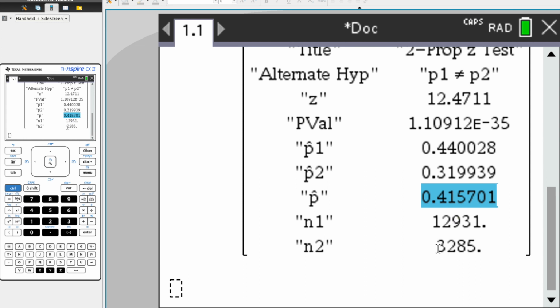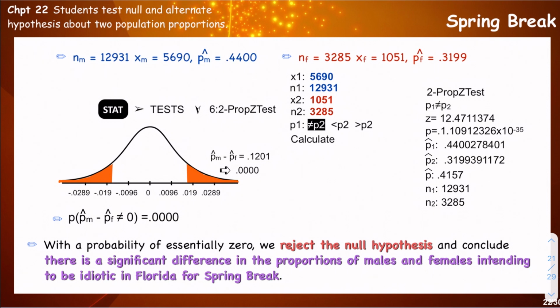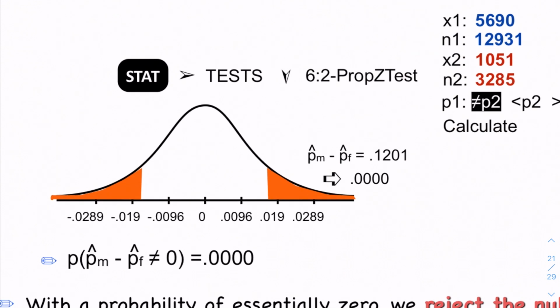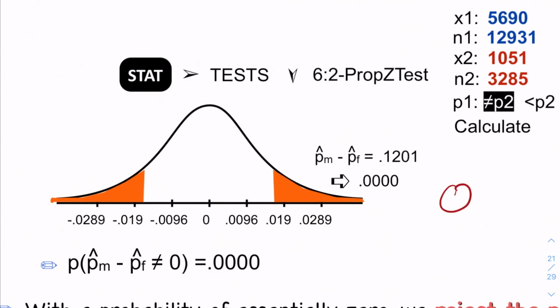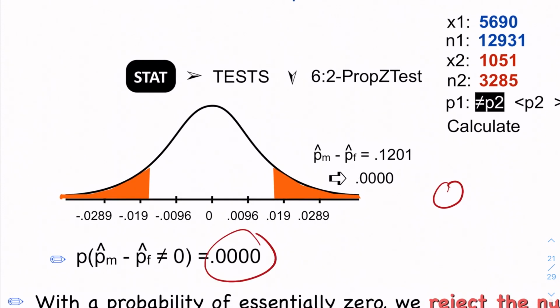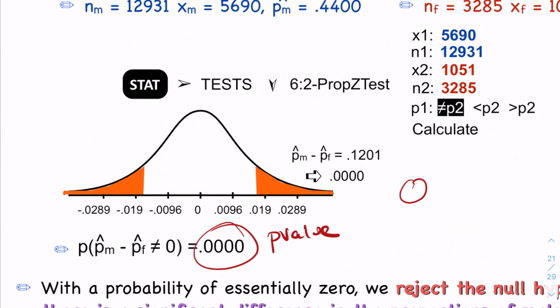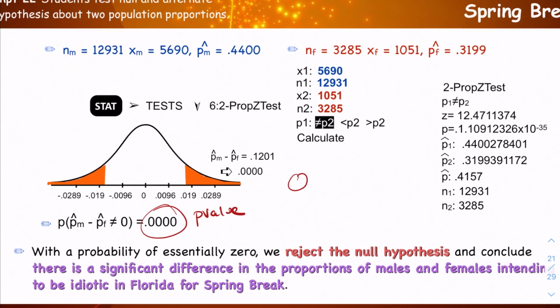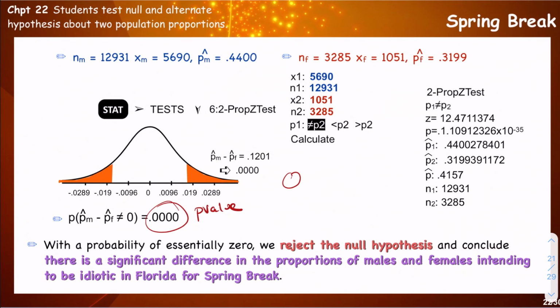So what does that lead us to conclude? Well, we're going to draw a picture. We have our sample statistic that's way over here. So the probability that we get this p-value, this is our p-value, is basically 0. So with a probability of essentially 0, we reject the null hypothesis and conclude there is a significant difference in the proportions of males and females intending to be idiotic in Florida for spring break.